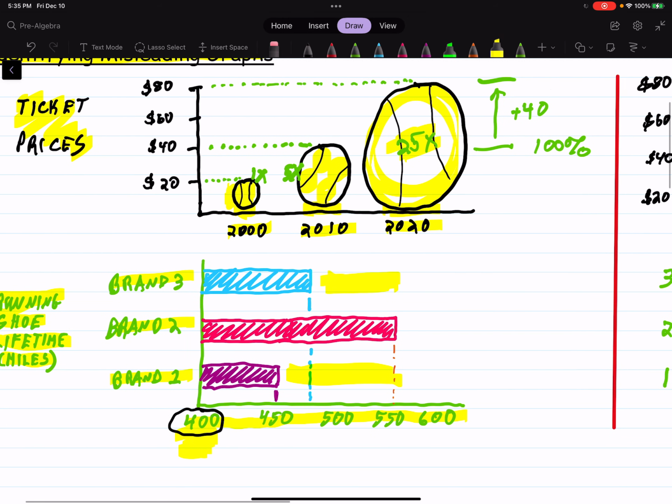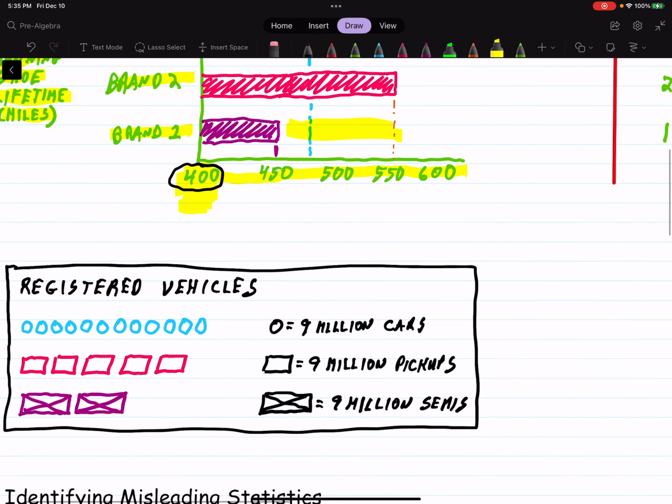So, two misleading ways. One was with the fancy piece of art, which maybe distorts how your eye adjusts and sees the art. The second one is obscuring the data by not starting it at the starting point of 0. Okay, and let's look at a third way.